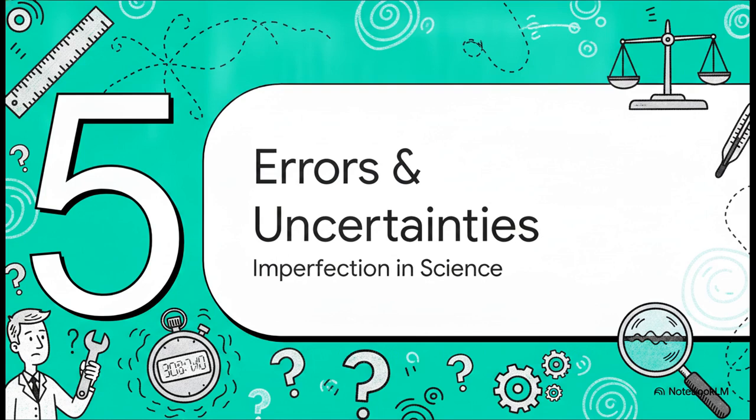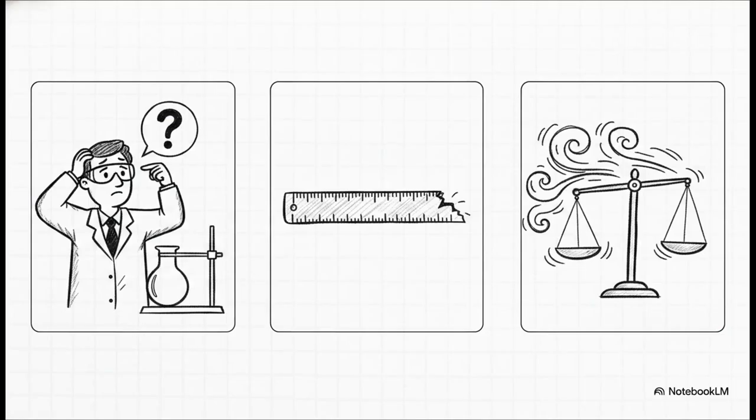Section 5. Errors and uncertainties. Time for a hard truth about experimental physics. No measurement is ever truly perfect. Every single instrument, and honestly every single scientist, introduces some level of uncertainty. There are three main culprits you've got to watch out for in the lab.